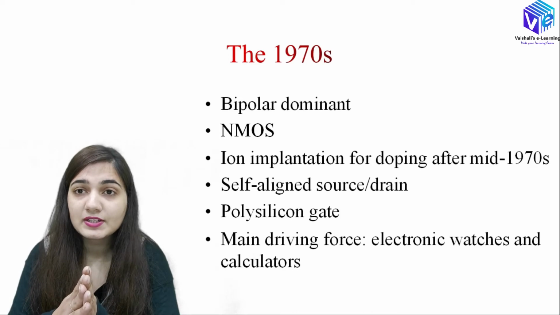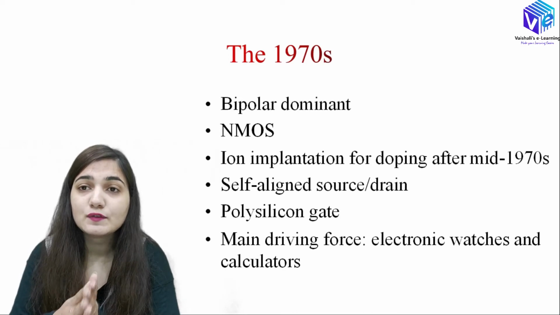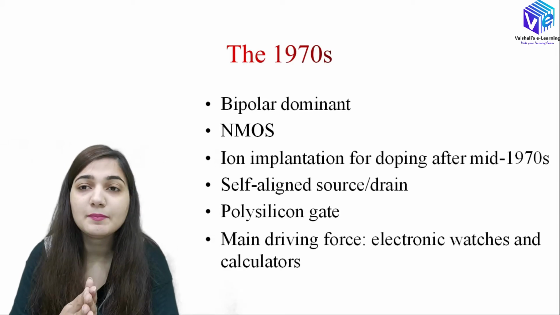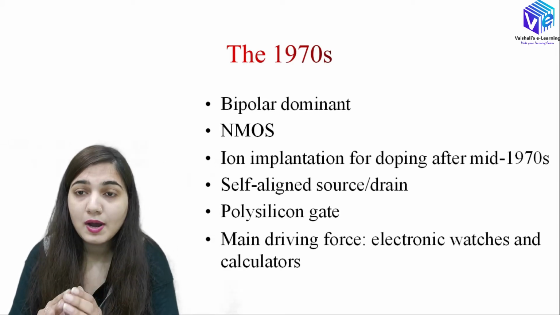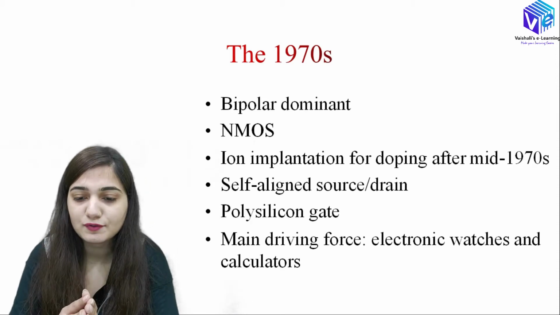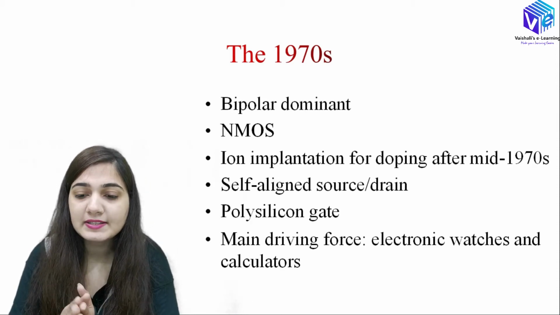So ion implantation is having various advantages over diffusion. So I hope you have seen the videos on diffusion and ion implantation and you now are able to understand how ion implantation is better than the diffusion. So after mid 1970s, ion implantation replaced diffusion for the doping process.